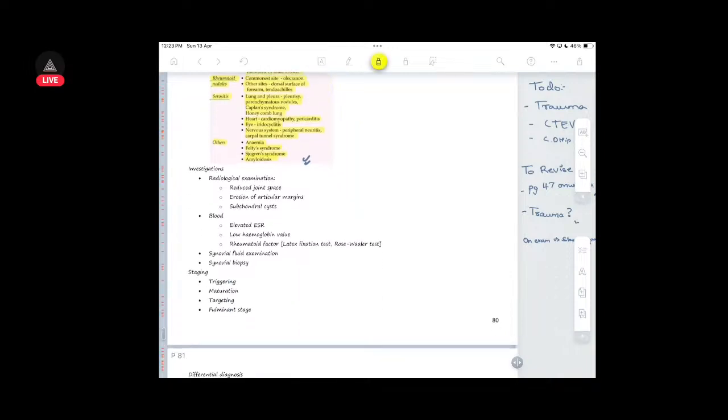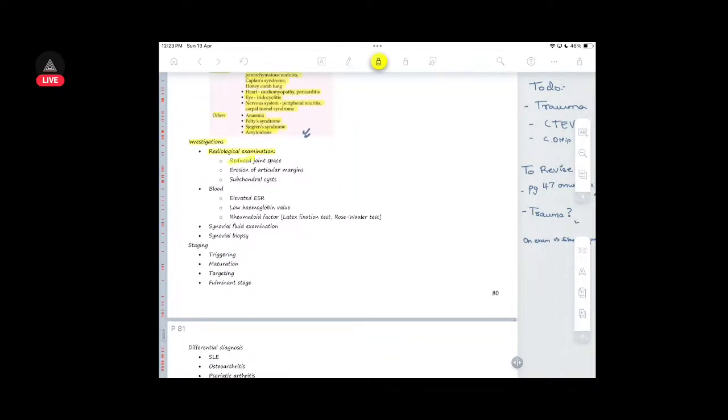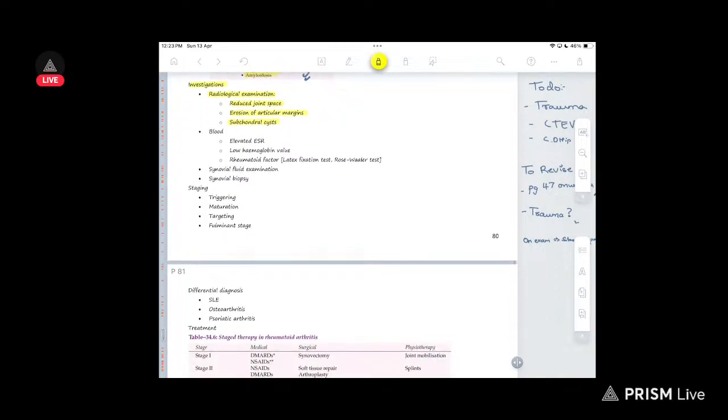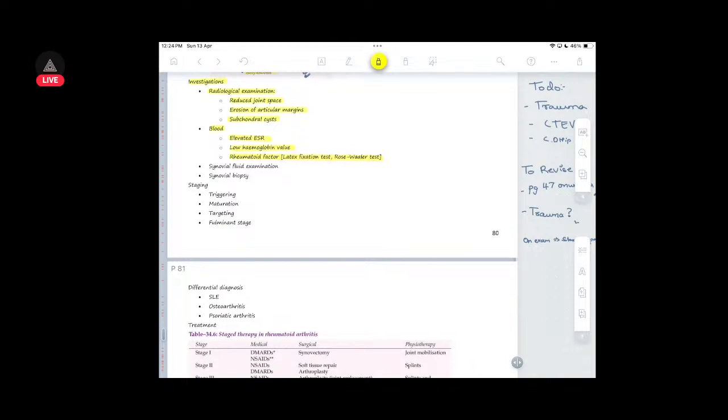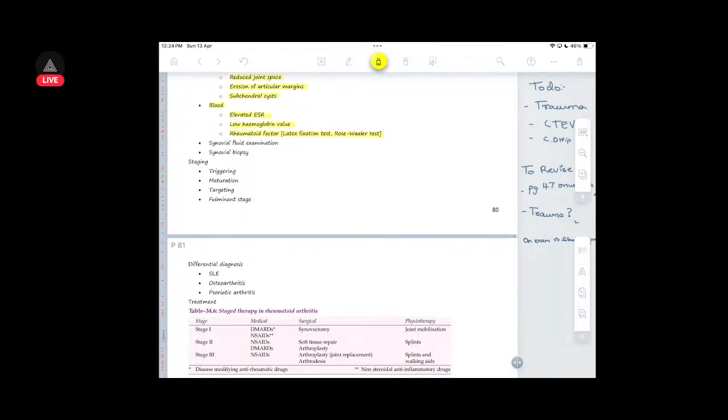Then investigations, you have radiological examination, where you see reduced joint space, erosion of articular margins, and subchondral cysts. All of them are seen in radiological examination. In blood, you will have an elevated ESR and low hemoglobin level. Rheumatoid factor you can check with the latex fixation test or Rose-Waaler test. Synovial fluid examination can be done, and synovial biopsy can be done.